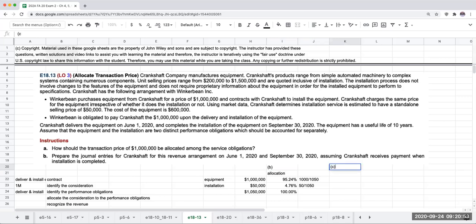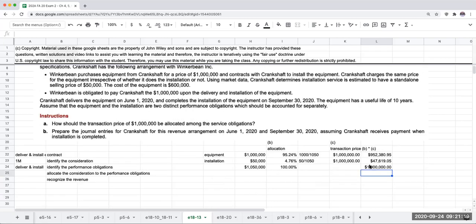Then my transaction price is $1 million. So if my transaction price is $1 million, I take B times C, and I'm going to get $952,000 and $47,000, for a total of $1 million. So I've done the allocation. How should the transaction price be allocated among the service obligations? That's right over here, so I've done that allocation.